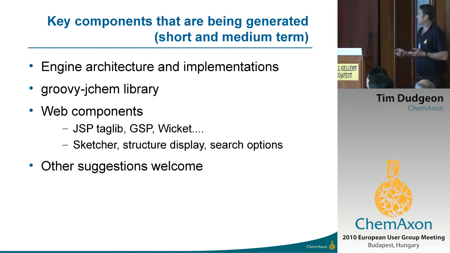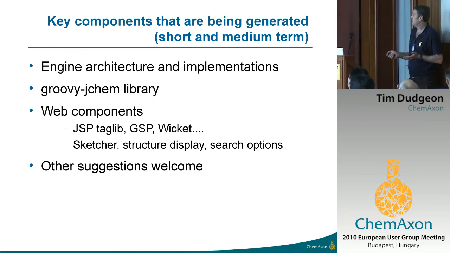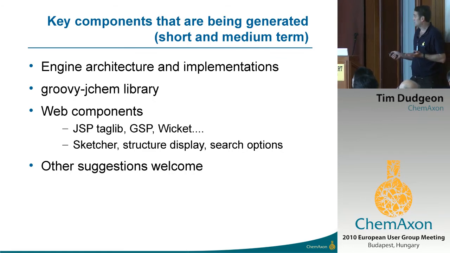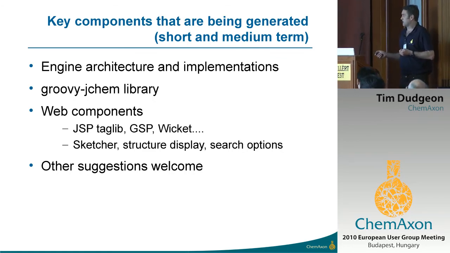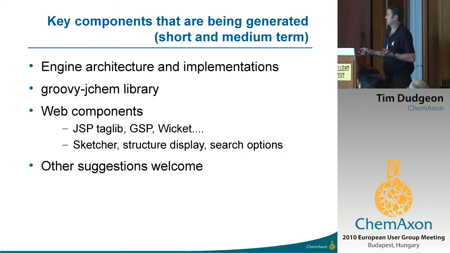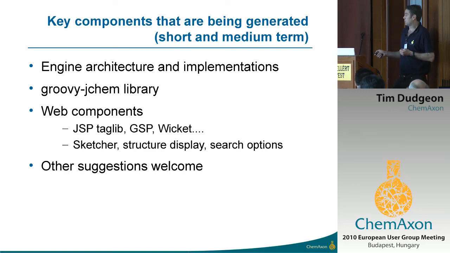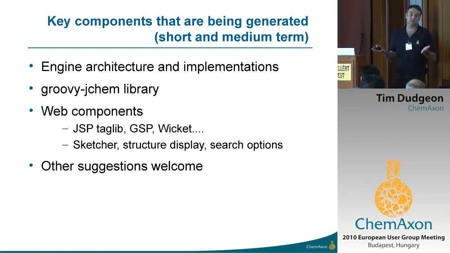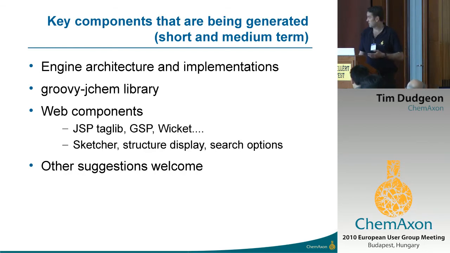So what's coming here? This is an experiment. It's not ready for prime time yet. But what we hope will become available is this engine architecture and the implementations, certainly for JChem Base and for Cartridge. We've also got a Groovy library that wraps various functionality in JChem and makes it easier to use in the Groovy language. There will be some web components for things like the structure display, structure search options and things like that. That can be real true components in your web page rather than having to write it or copy and paste it. Also, other suggestions are welcome. If you've got ideas for things that can be done in this area to make building your applications easier, let us know and we'll see what we think we can do.